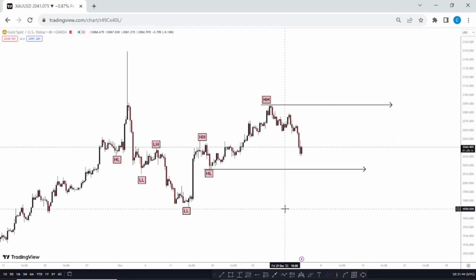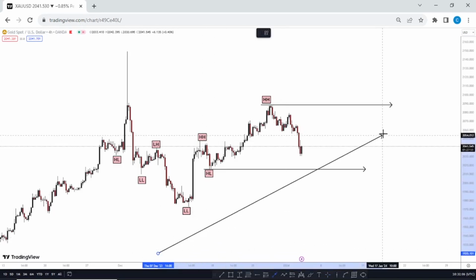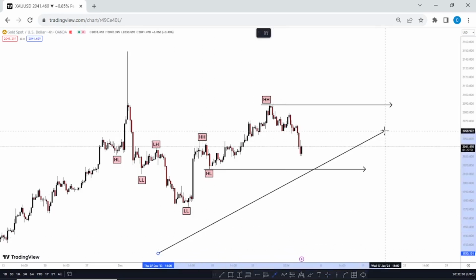So now, starting from the H4 time frame, what did I do first? What was my top process? The first thing I did was to identify my trend. And looking at the charts, what trend are we in? We're in an uptrend. It's clear as day.